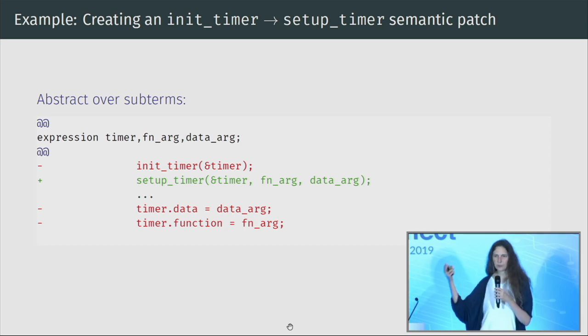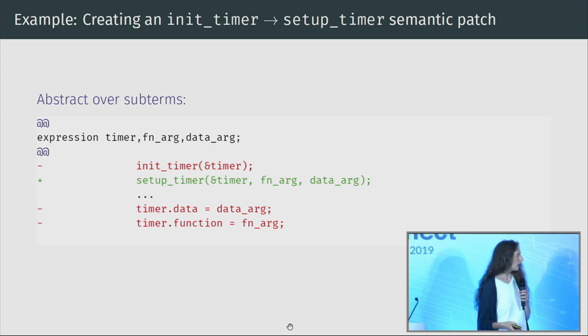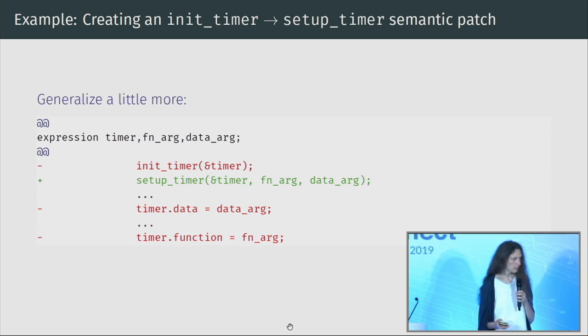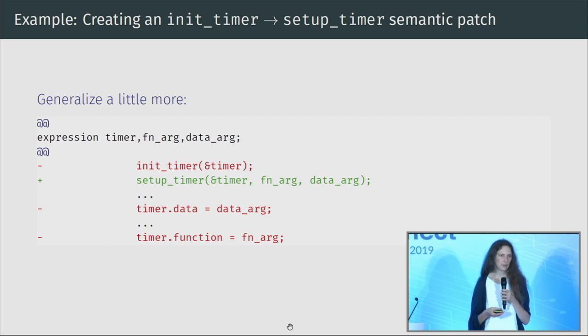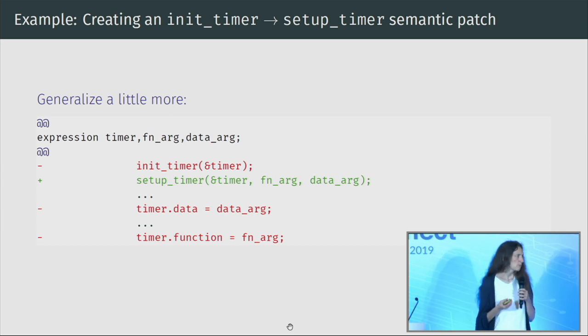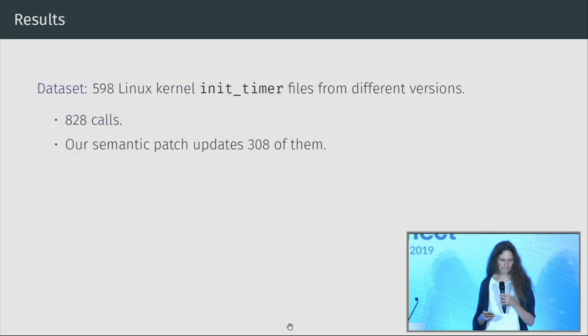And they also help you construct the new code. We should make the new arguments out of other pieces of information found in the pattern. And then just to be a bit more general, since we had allowed arbitrary things between init timer and data, we can also allow arbitrary things between the initialization of data and function. That wasn't illustrated by our example, but maybe it would be useful to get more results right away.